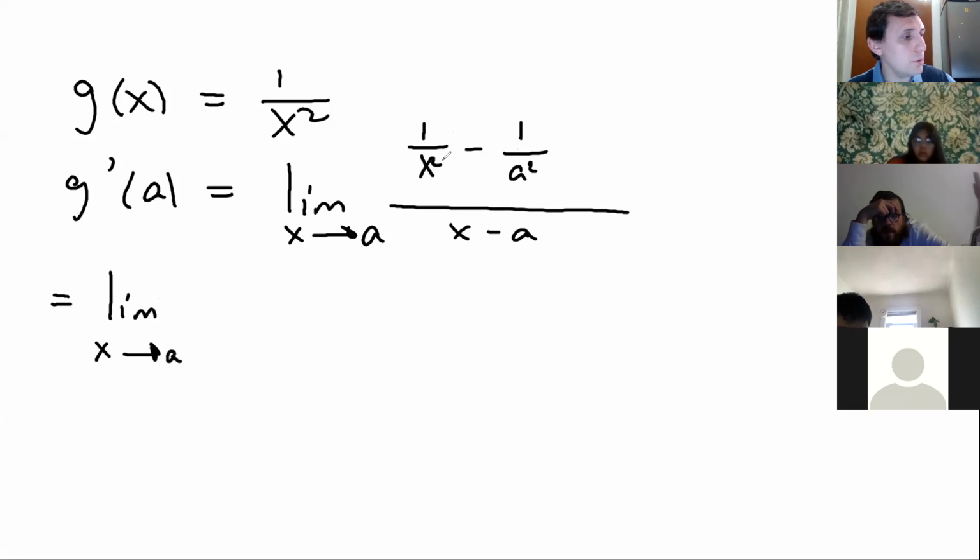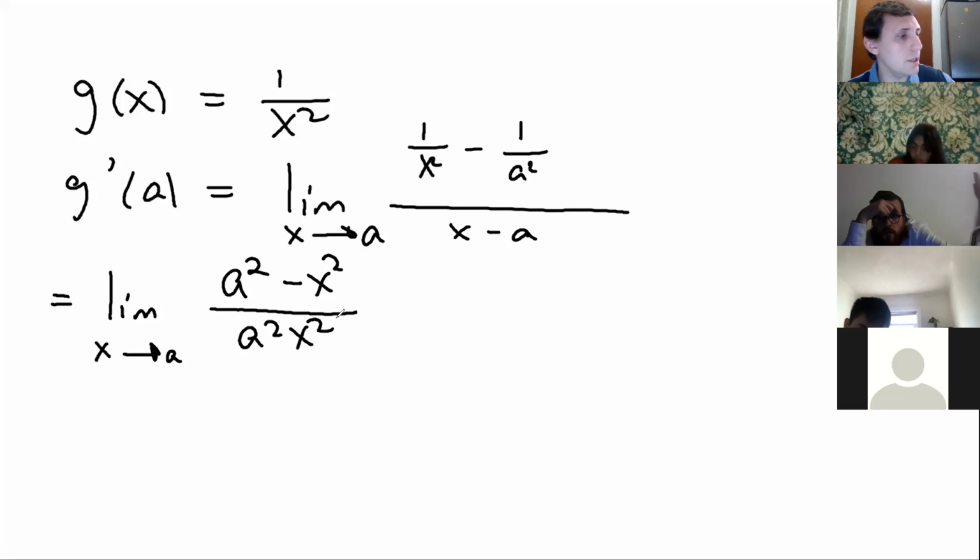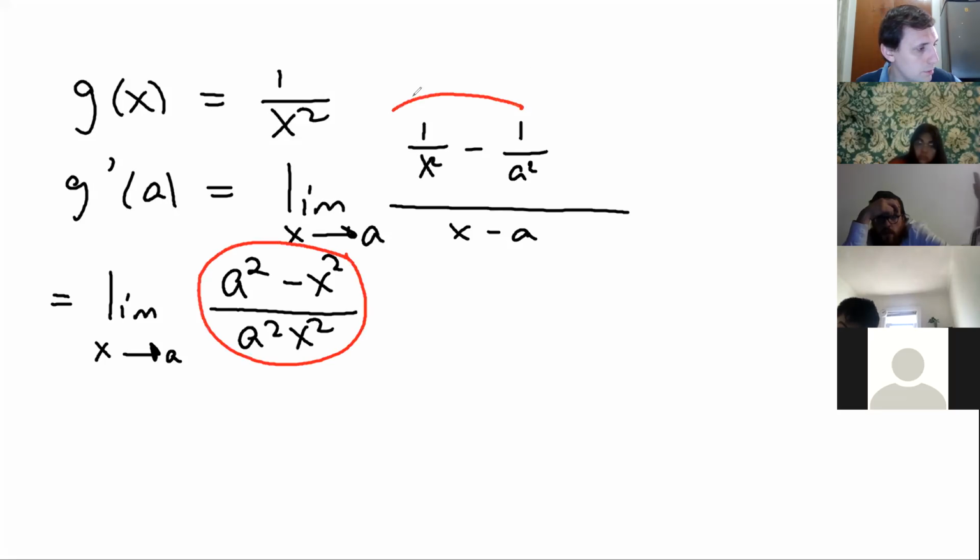Now I can first of all write a common fraction here, right? So what's the common fraction? It's a squared minus x squared divided by a squared x squared. Do you agree? This one had to be multiplied top and bottom by a squared, this one by x squared, so that I may be able to combine the denominator. So this is my numerator. Yes. Now I divide by x minus a.